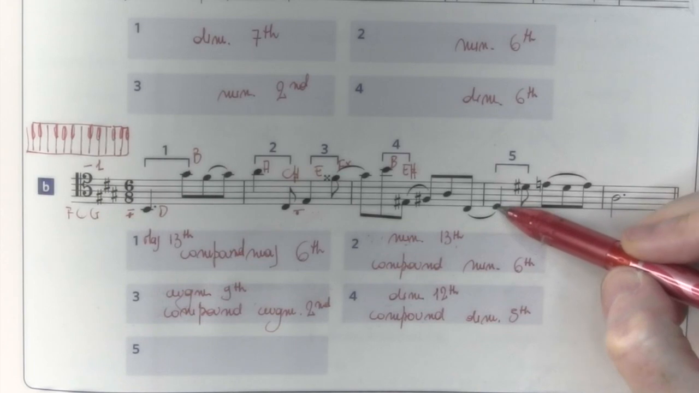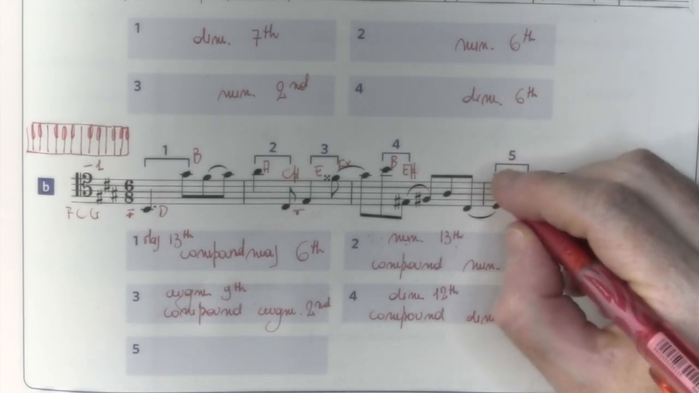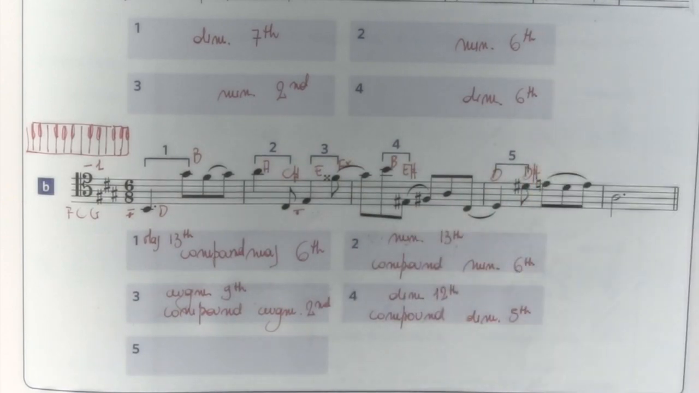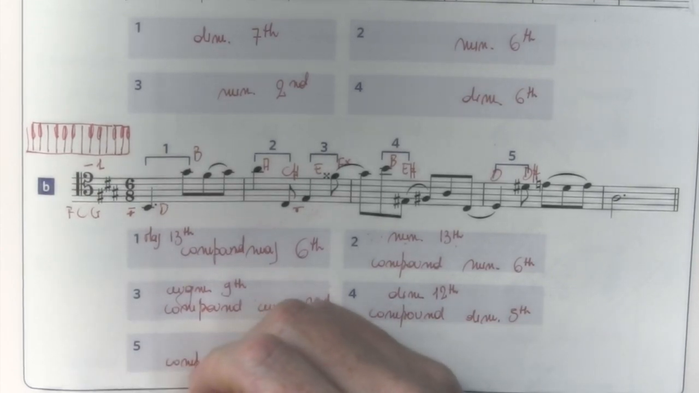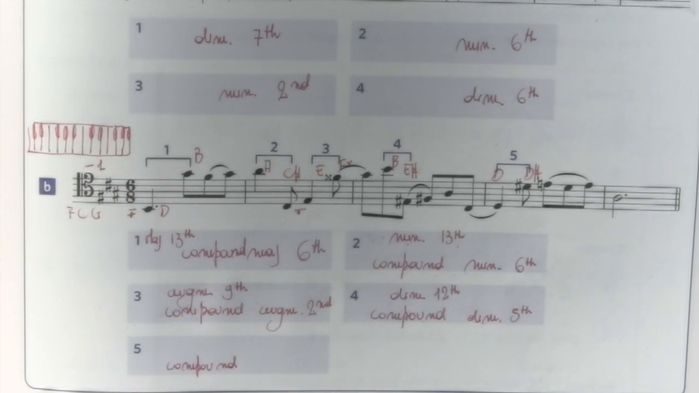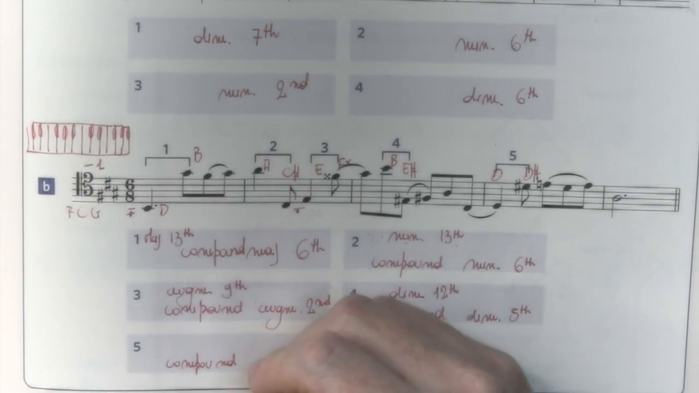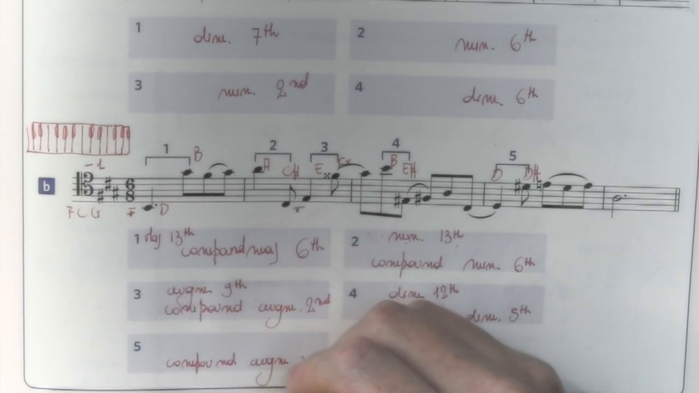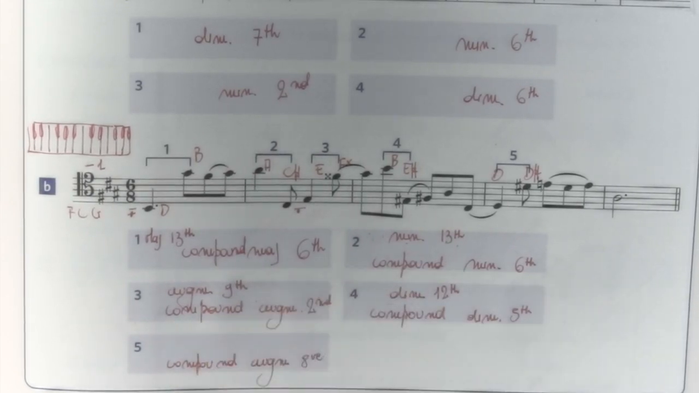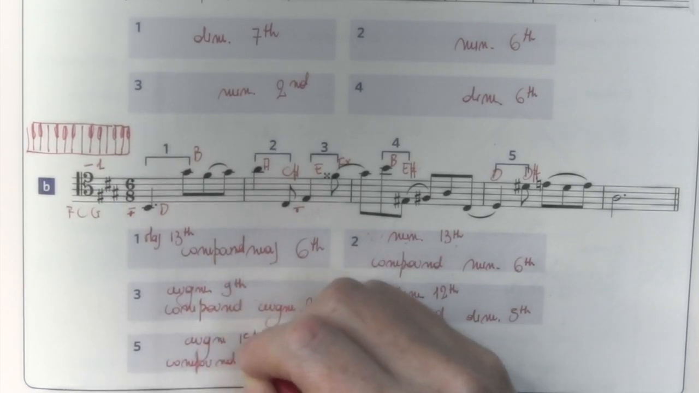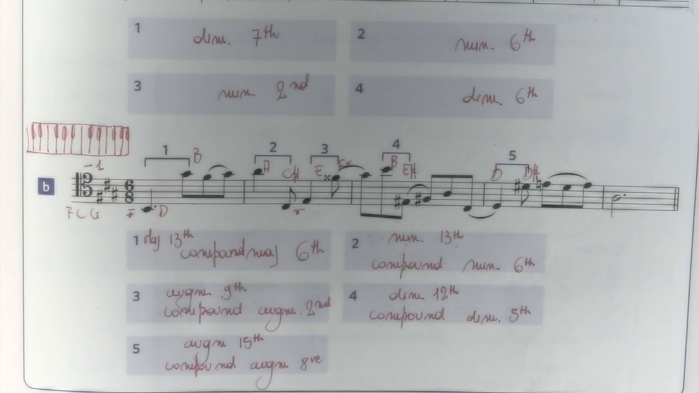The last one. Mi minus one is re. And it's not sharp, but this one is sharp. So, re, re sharp. My favorite, the octaves. Compound. Now, the octave is not the same, but is distanced. So, it's augmented. So compound augmented octave, or augmented 15th. And the second challenge is done for you.